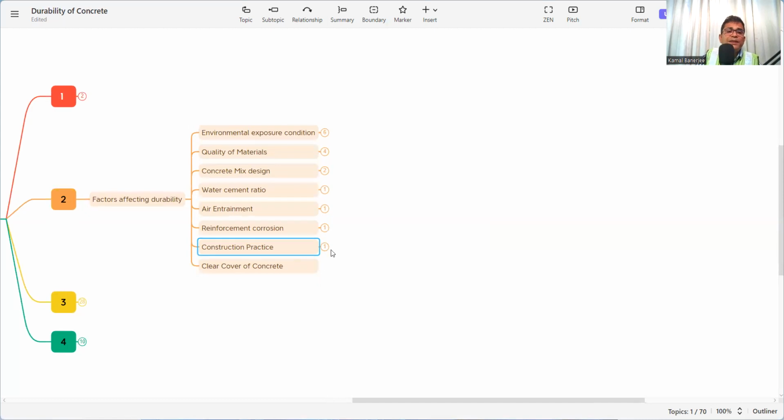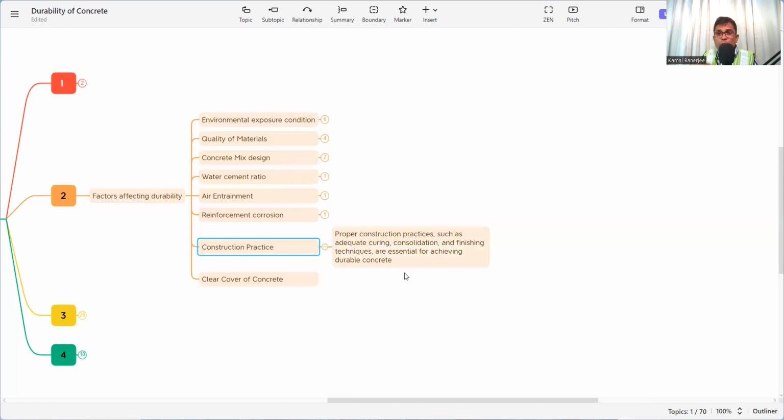Then construction practice. How we do the construction is also a vital part of durability. Proper construction practices such as adequate curing, consolidation, and finishing techniques are essential to achieving durable concrete. We all know that if you do not do proper curing, concrete will not get the strength, and if it does not get the strength, durability will not be achieved. In the long term, the structure will deteriorate.